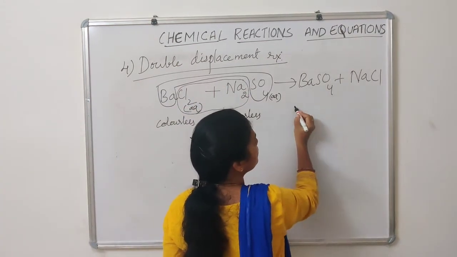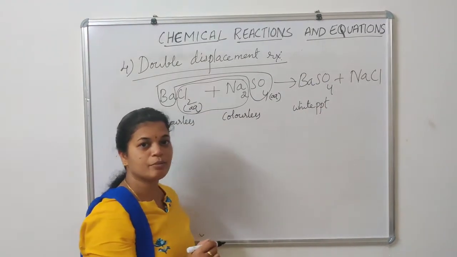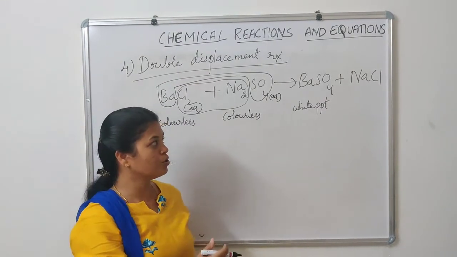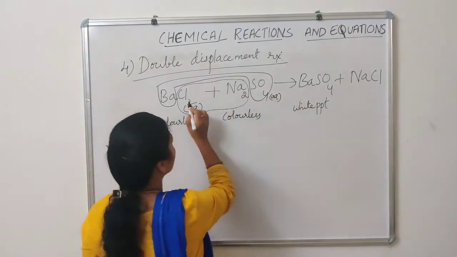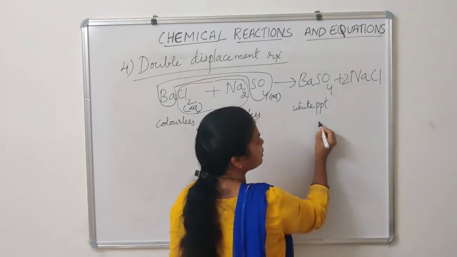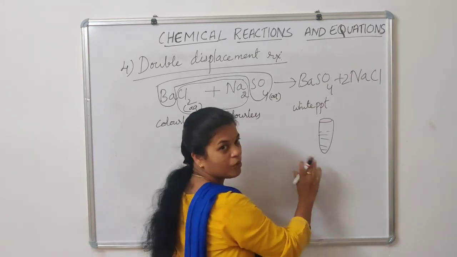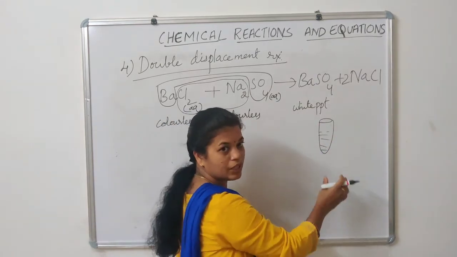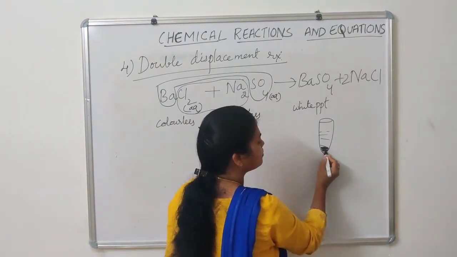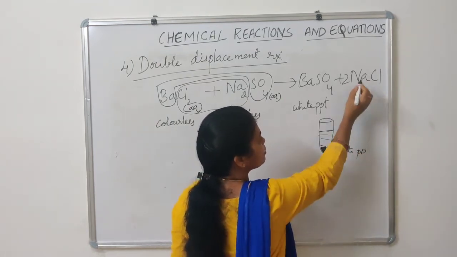So barium sulfate is a white precipitate. As we discussed earlier, a precipitate is an insoluble compound that separates out from the solution. And sodium chloride: when you balance it, Cl2 and Na2 are there, so make it 2NaCl. This is colorless. Initially the entire solution will look white after the reaction, but if you leave it undisturbed for some time, you can see that barium sulfate is collected at the bottom. This is the white precipitate, and the remaining is sodium chloride solution.